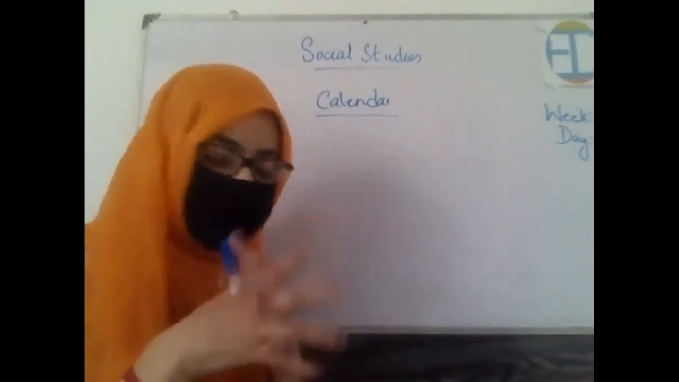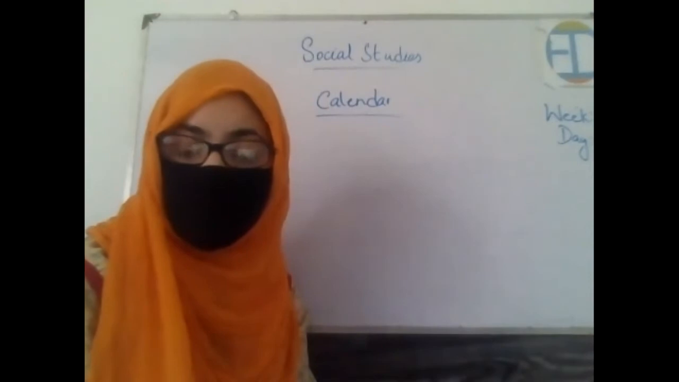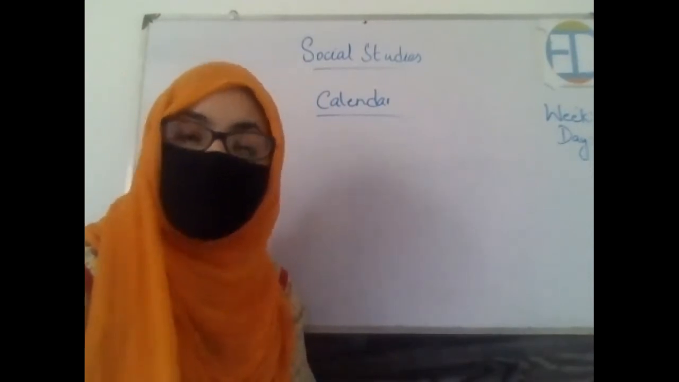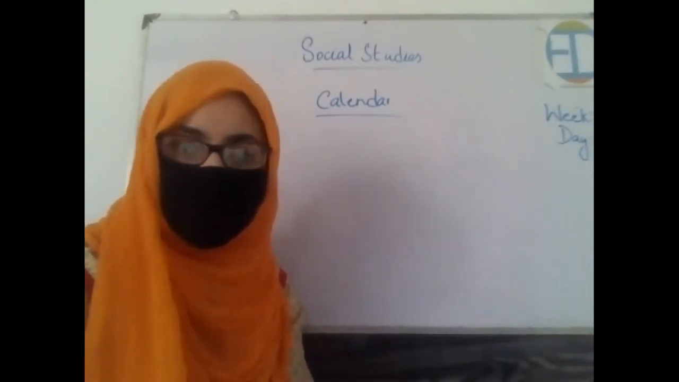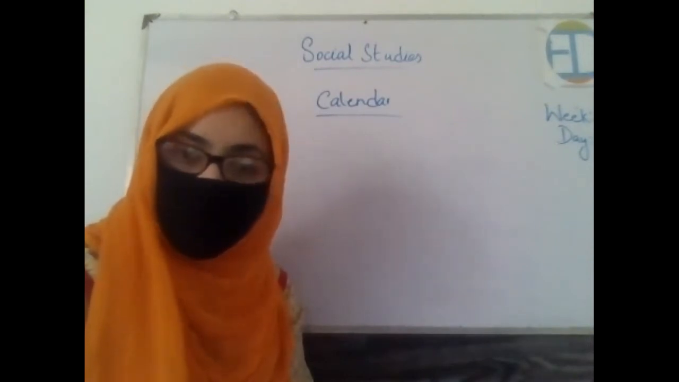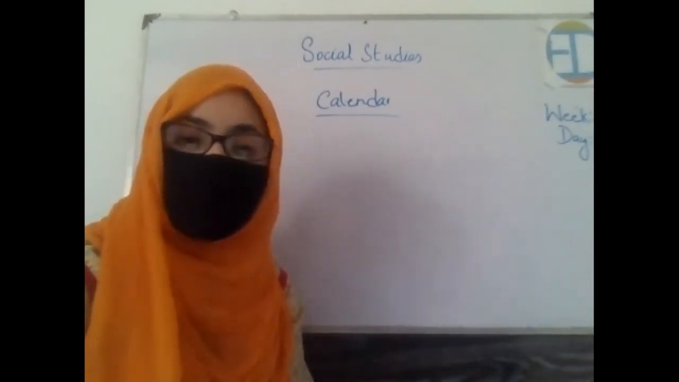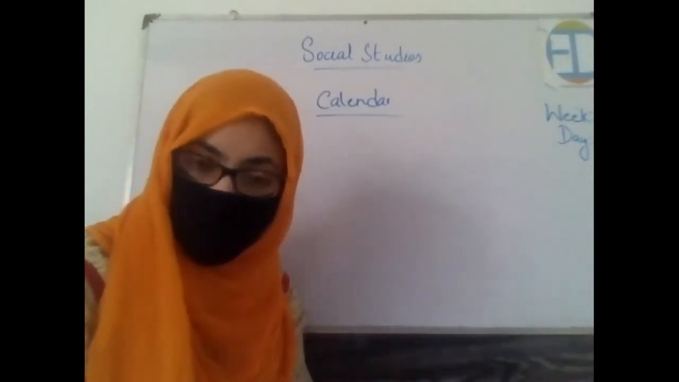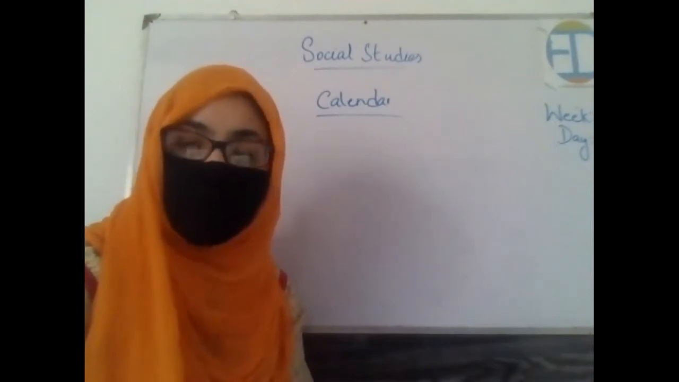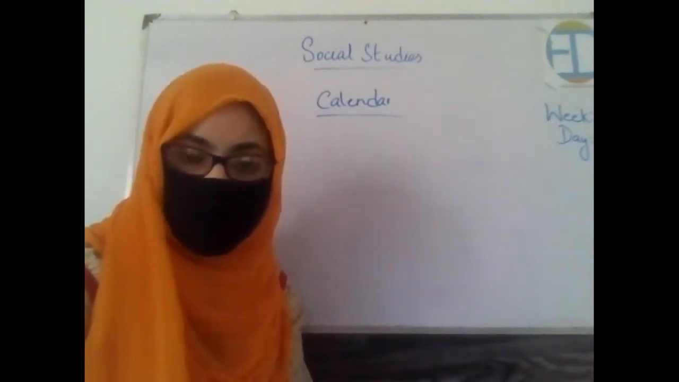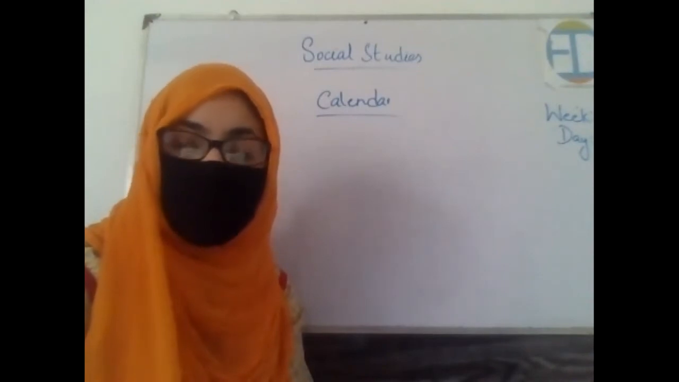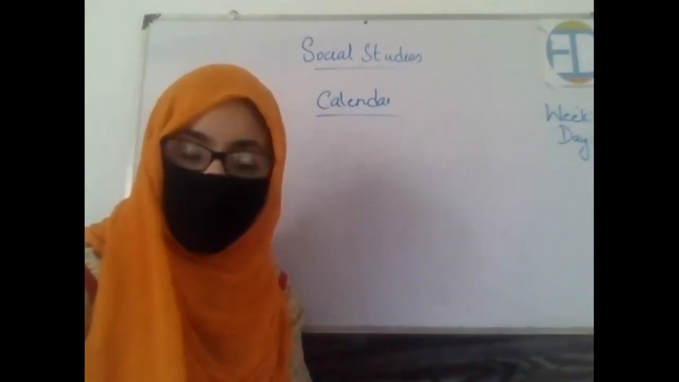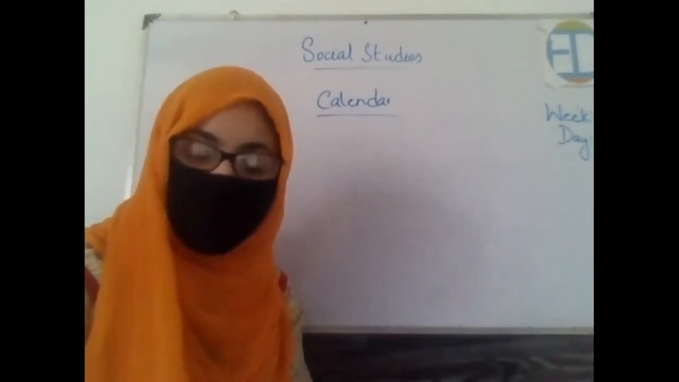These are the 7 days. How many months are there in a year? 12. Excellent. What are their names? January, February, March. Good. April, May. Okay, then June, then July. What next? August, September, October, November, and December.